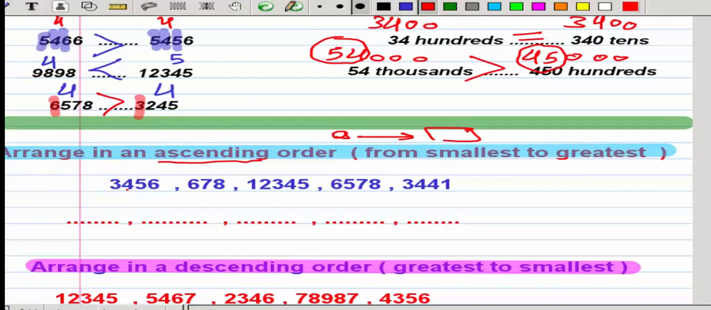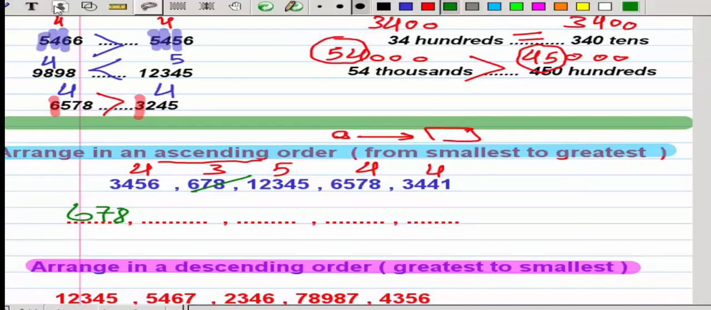First we must count. Here count 1, 2, 3, 4. Here write 4. And here 1, 2, 3, 4, 5. Here write 5. And here also count 1, 2, 3, 4. Where is the smallest number? The smallest number here will be 678. So here we cancel 678. Here we have 4 digits, here 5 digits, and here 4, 4.